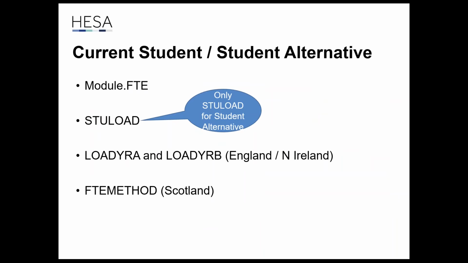Currently, we have a few different fields across student and student alternative. So we've got the FTE declared at a module level. We've got the StuLoad declared at instance level. We've got load year A and B for England and Northern Ireland only. And we've got an FTE method for Scotland. In student alternative, it's just the StuLoad. They don't have the other ones. They don't have modules or the other methods.